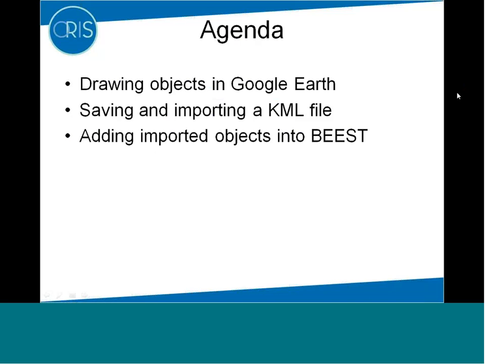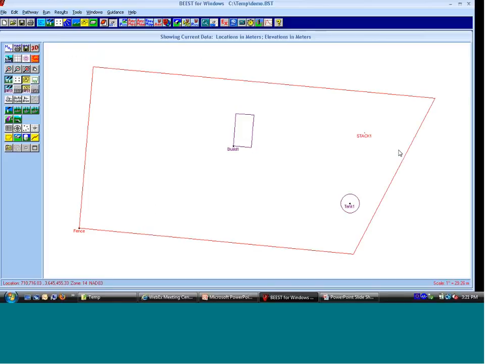All right, so the agenda for this demo is that I will demonstrate how to draw objects such as point sources and buildings in Google Earth, then how to save your objects into a file, and then transport their coordinates into BEEST. For this demo, we have a simple facility with one building and one source. So let's go ahead and load that into Google Earth using our existing feature.